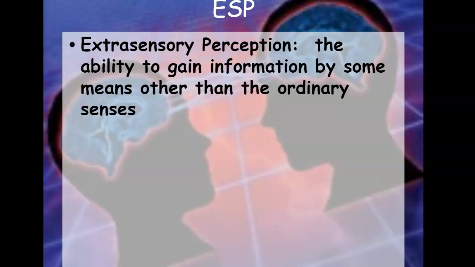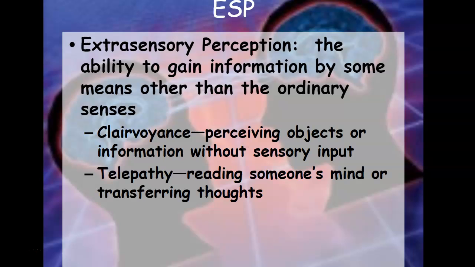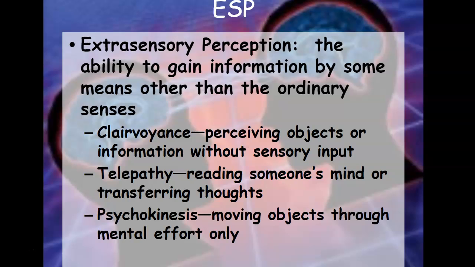There are a couple different types of ESP out there. The first one being clairvoyance, which is the ability to perceive objects or information without any sensory input. So this one would be like people who claim that they can speak with the dead and things like that. Telepathy, which is the ability to read someone's mind or transfer thoughts. So like if I'm sitting here thinking of a number and you see if you can read my mind, what number am I thinking of? That would be telepathy.